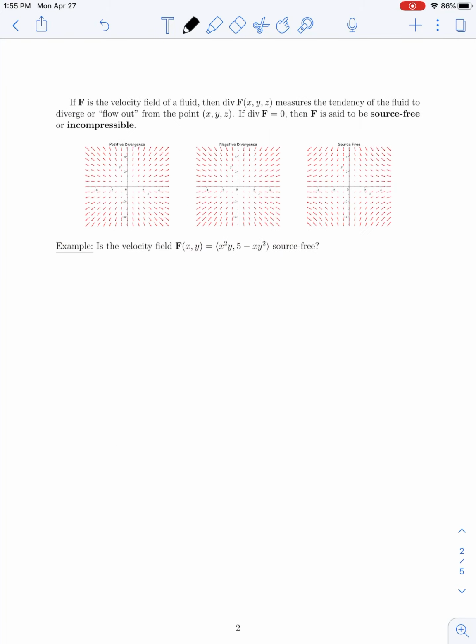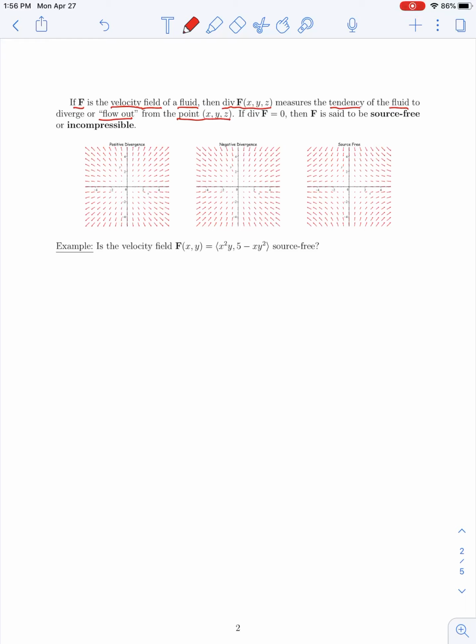So let's think about what these two operations might represent physically, starting with the divergence. One way to think about the divergence, or the most common way, is the following. If we have a vector field f, which physically represents the velocity field of some fluid, then the divergence of that vector field gives a measure of the tendency of the fluid to diverge or flow out from a given point x, y, z.